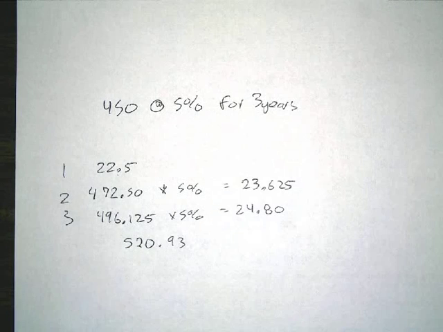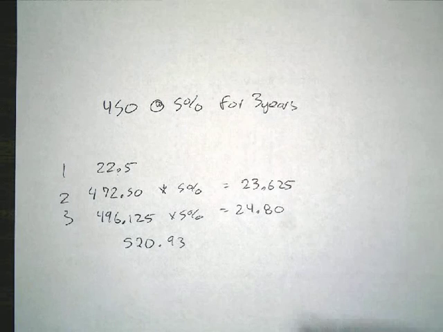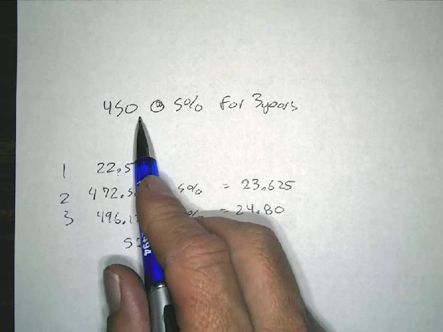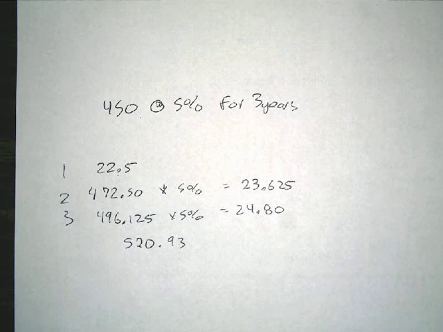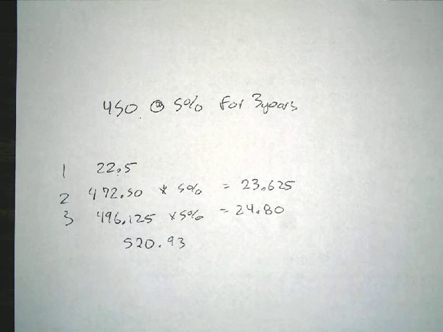Okay, the difference of compounding annually and the simple interest we did. If we would just do simple on this, we would have 450 times our 0.05 times 3. We'd get $67.50. If we added that back into our 450, we'd have $517.50. So we would have less money than if we compounded annually like we did there.